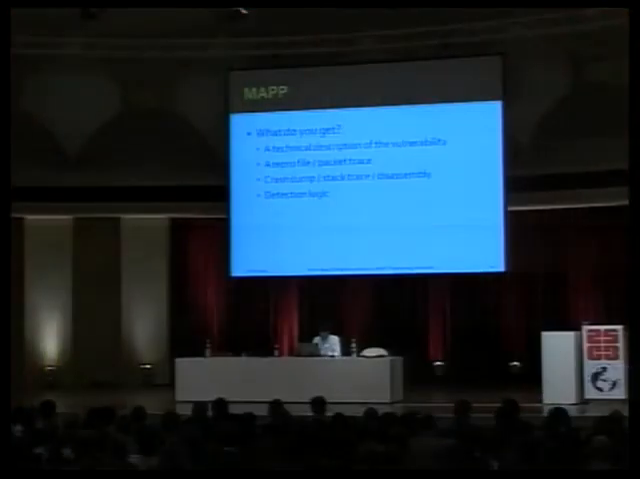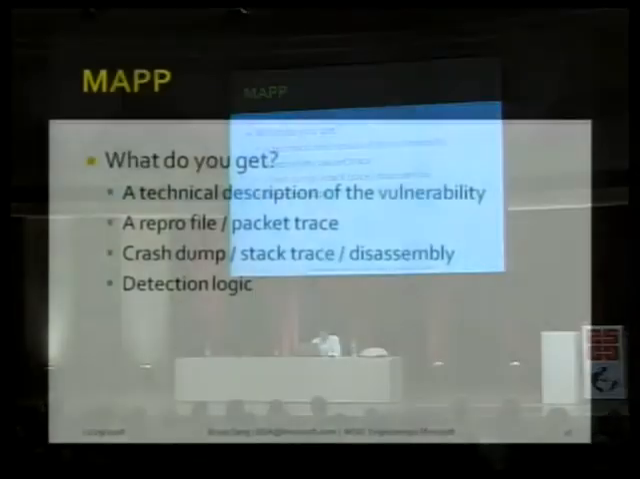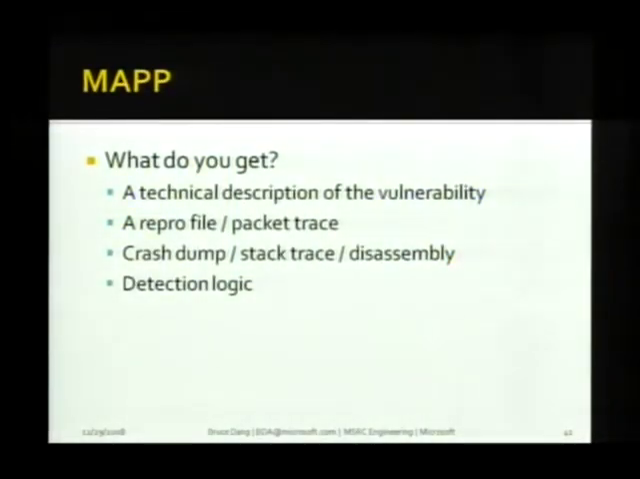All right. So what do you get with this MAP program? You get a technical description of the vulnerability, a repro file. I'll actually generate a file because I already know what the record is. If it's a network vulnerability, I'll give you a packet trace. And then it'll be a no-brainer. And then we'll also give you a crash dump, or even a stack trace, a disassembly, and sometimes I'll include annotations of the disassembly, because obviously I can't give source code. So I'll annotate the disassembly so that people understand what the vulnerability is.